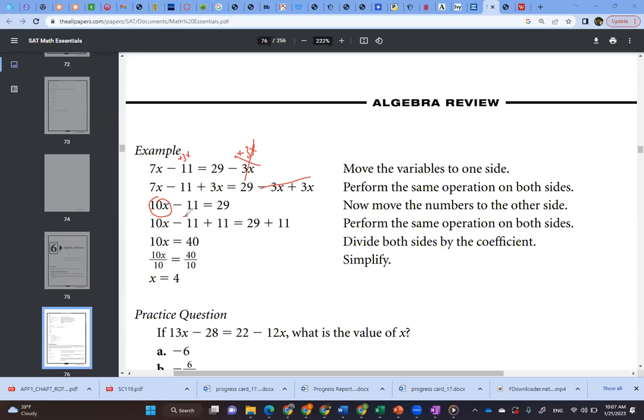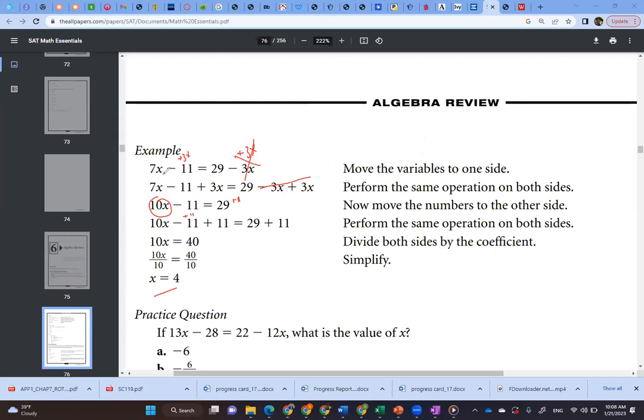So you're going to add 11 over here and add 11 over here. So the answer is going to be 10x equals 40. Now it's very easy to get x if you divide by 10 on both sides. So you have to move the variable to one side. I'm trying now to give you the techniques for how to solve the equation and find the variable.